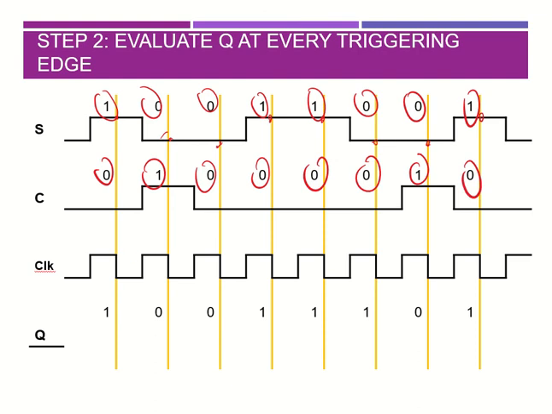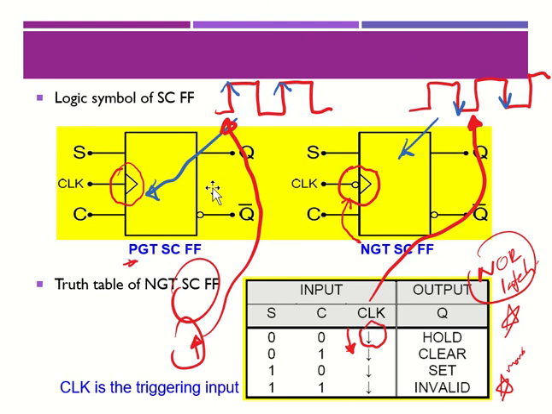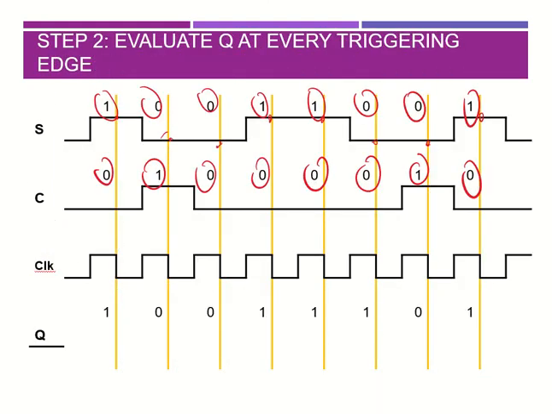So according to this particular table, when you have 0, 0 it is hold, 0, 1 is clear, 1, 0 is set, and 1, 1 is invalid. So make sure you have that particular truth table memorized. 0, 0 is hold, 0, 1 is clear, 1, 0 is set, and 1, 1 is your invalid.